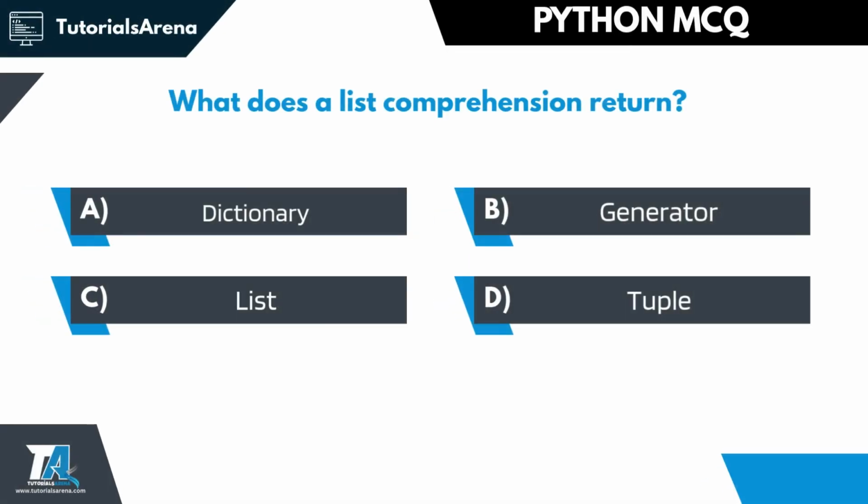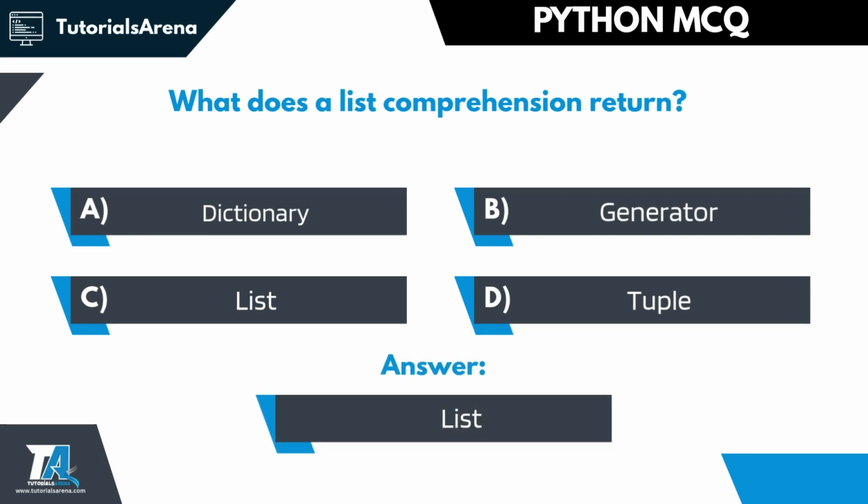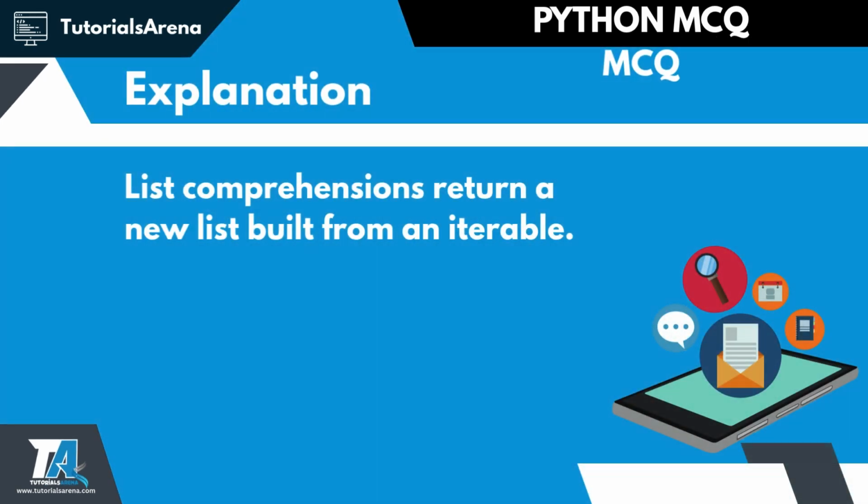What does a list comprehension return? The correct option is option C, list. List comprehensions return a new list built from an iterable.